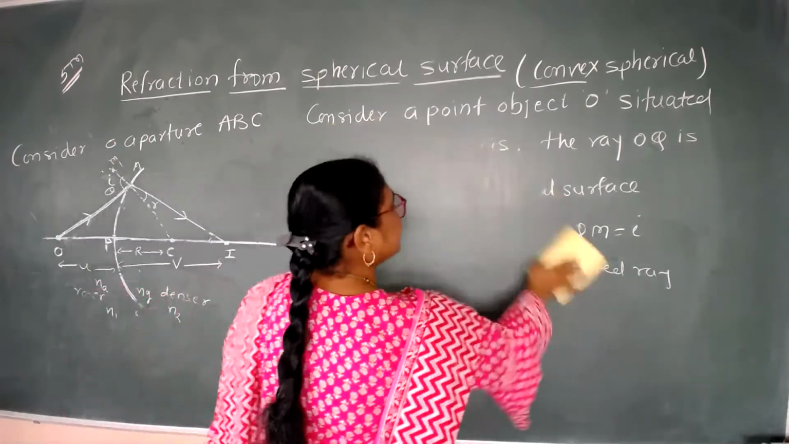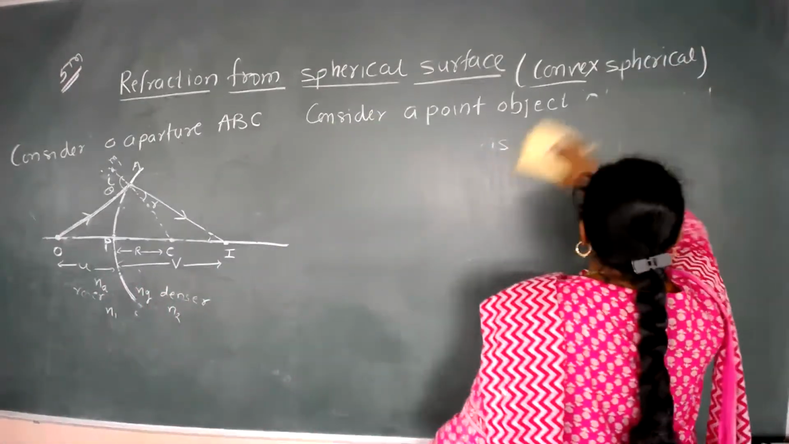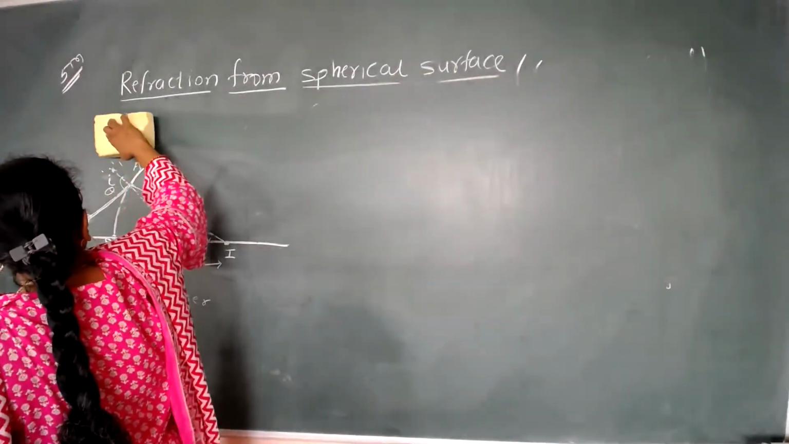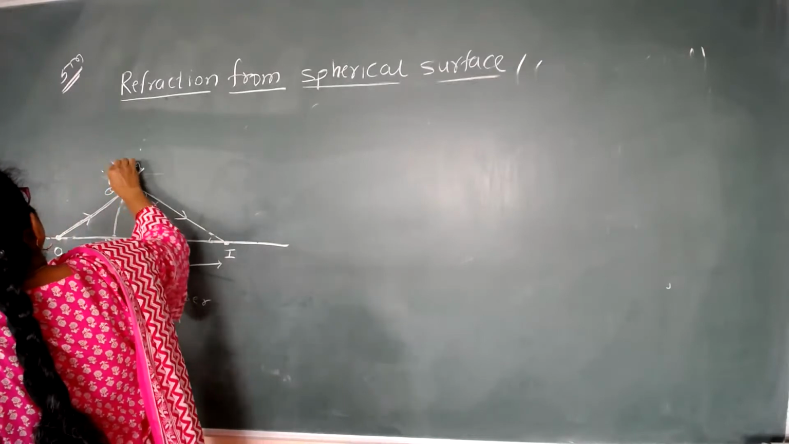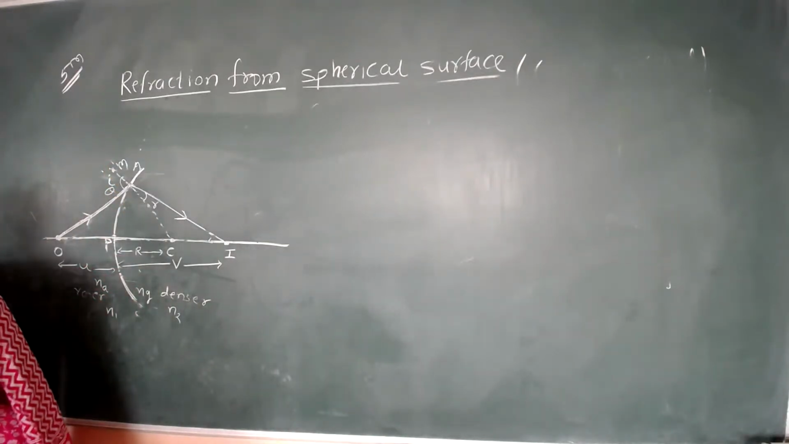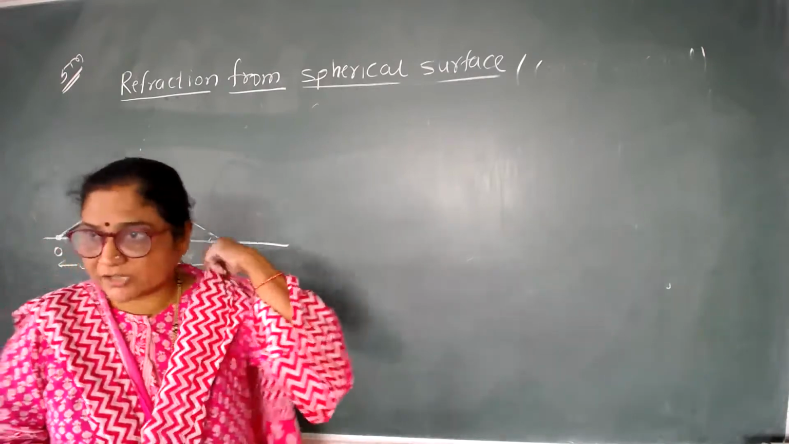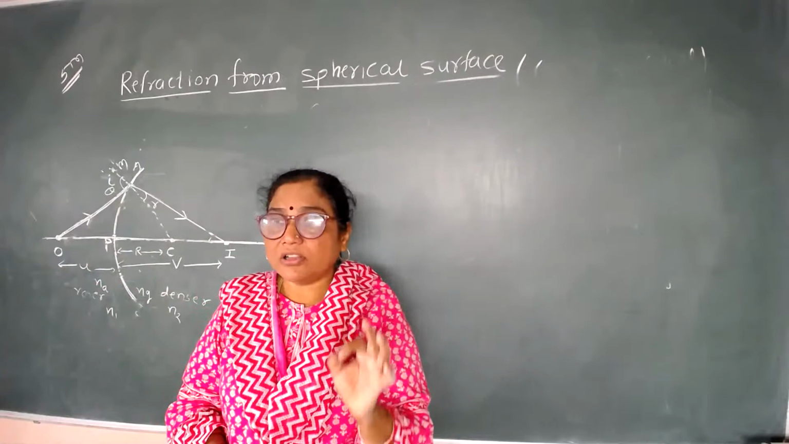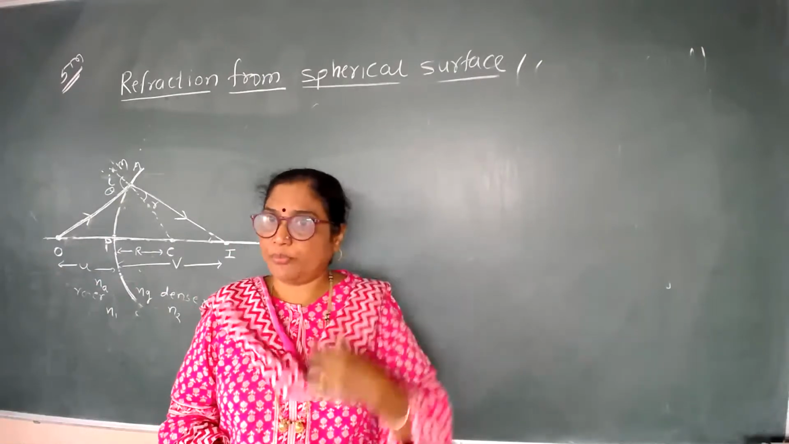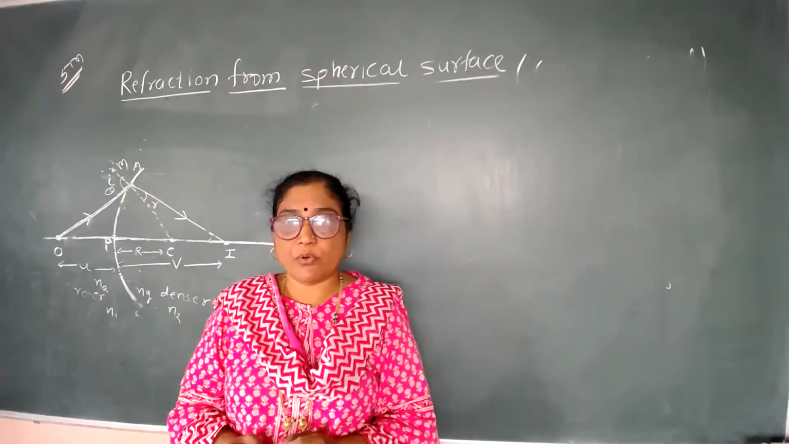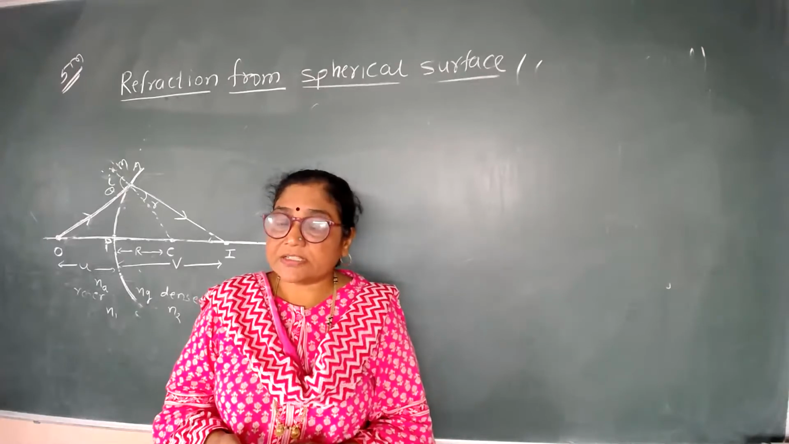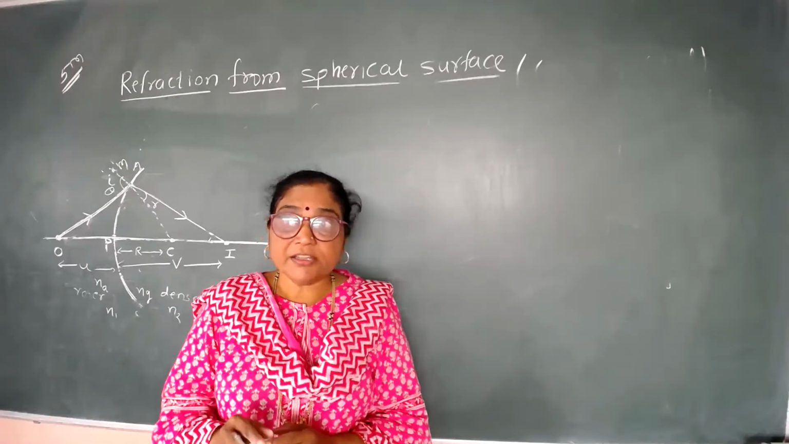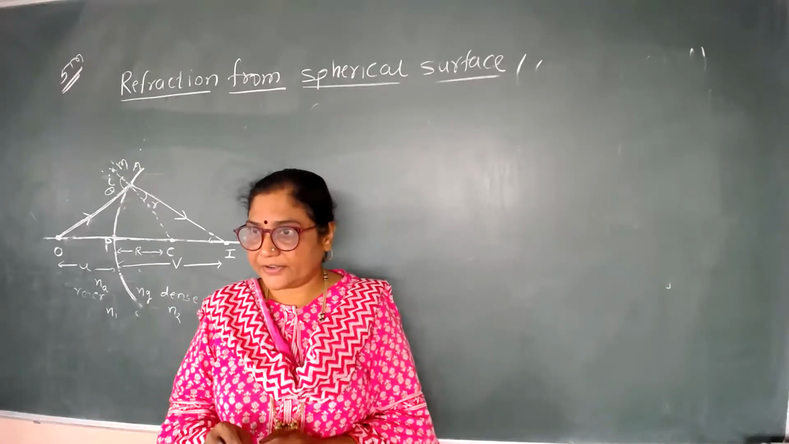When we derive the relation, we apply the Cartesian sign convention. How many Cartesian sign conventions are there? In the last class, we studied the Cartesian sign convention. There are 3 laws. The first one is that all distances are measured from the pole. The second condition is that distances are taken to be positive in the same direction as the incident ray.